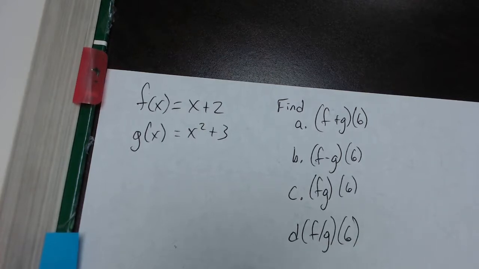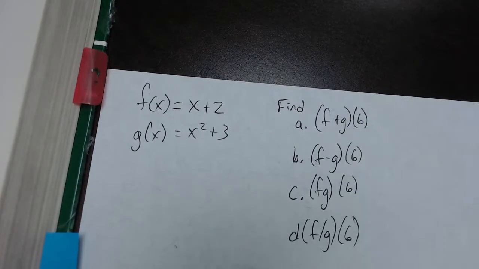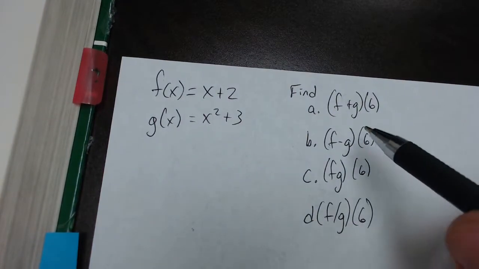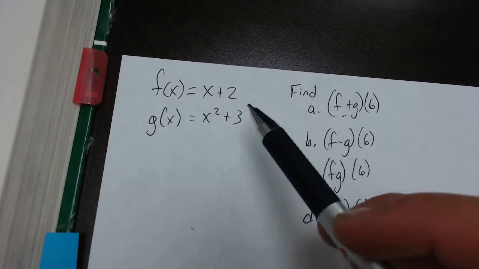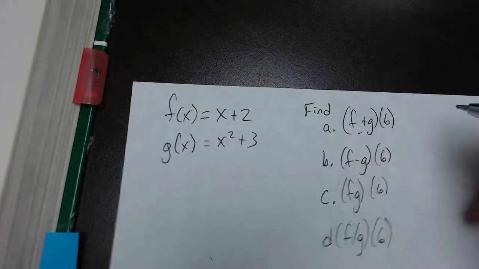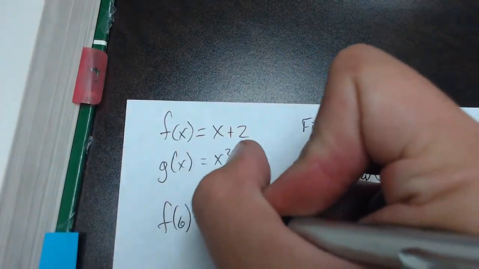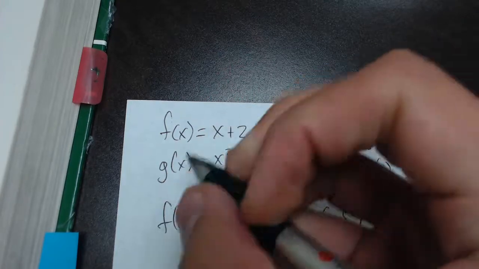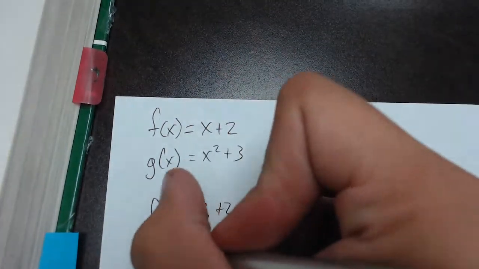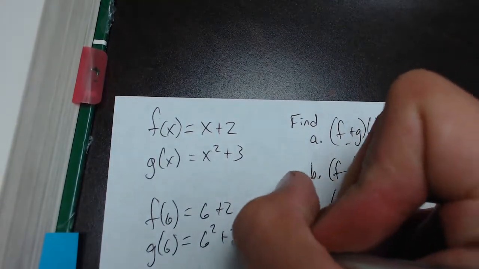Now there's two ways to do this, and I'll go ahead and demonstrate both of them in the addition and the subtraction. So the first way is to simply plug in 6. We'll start with A, the addition f plus g, is to plug 6 into f. So what we do is we'd say f of 6 equals 6 plus 2, and then plug 6 into g. Say g of 6 equals 6 squared plus 3.